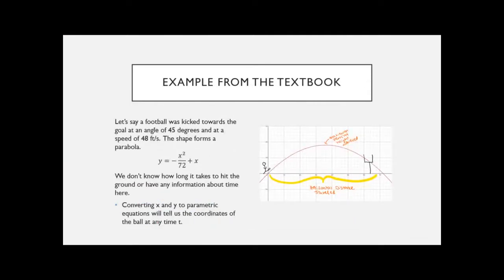The textbook, this is an example from the reading in 10.6, and I don't think that the textbook really did a good job of explaining it. So basically, if you're kicking a football, let's say you're kicking at an angle of 45 degrees at a specific speed of 48 feet per second, you can get this parabola. It doesn't tell you how they came up with that equation, but that's the equation.